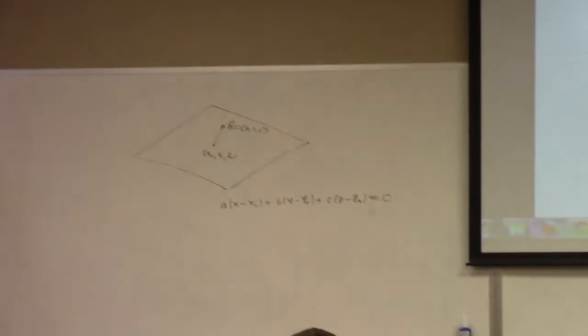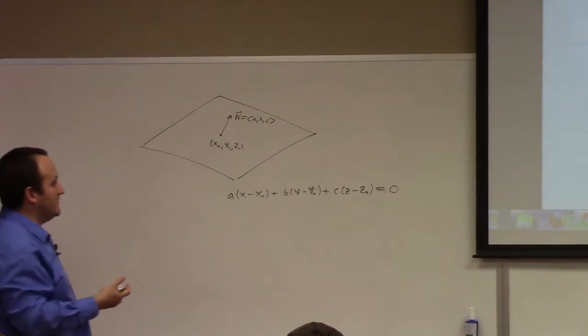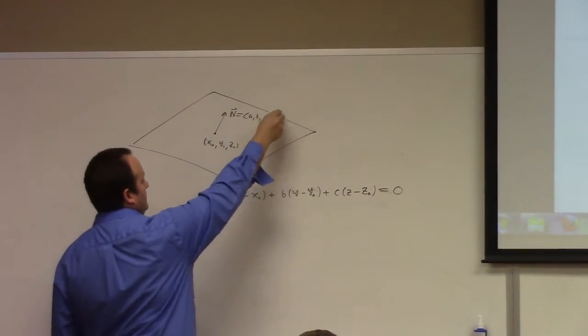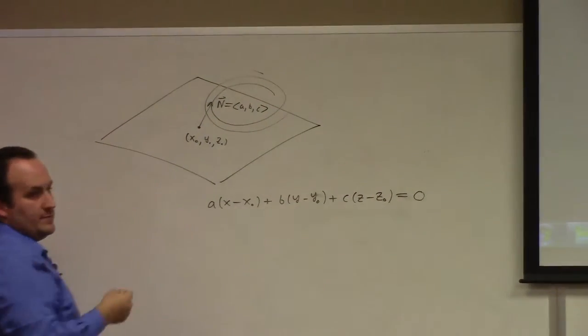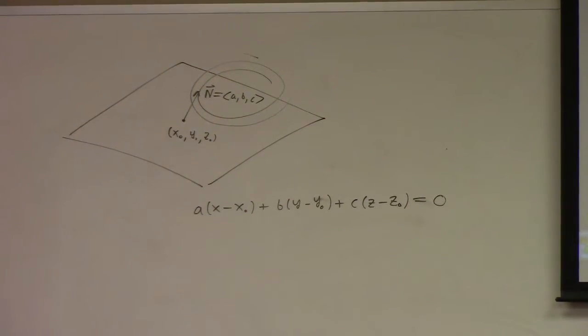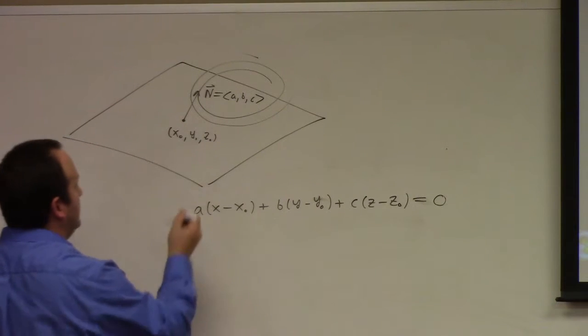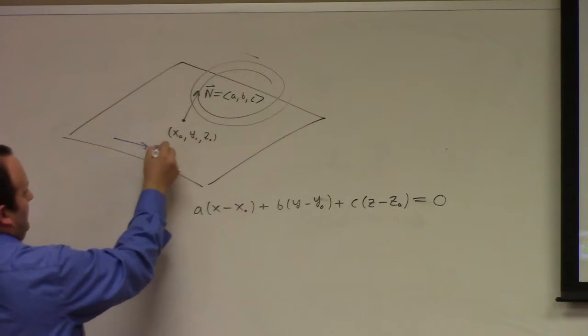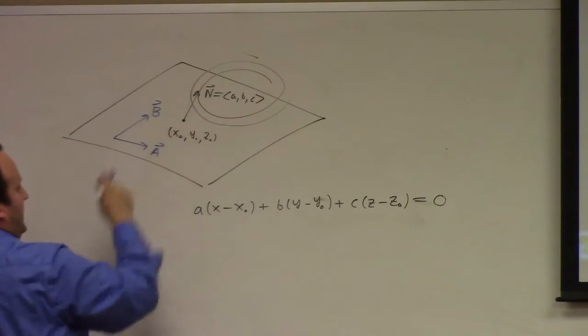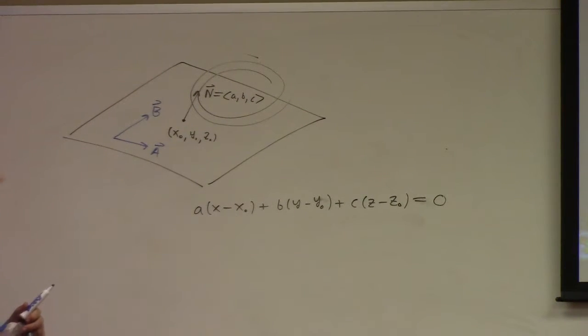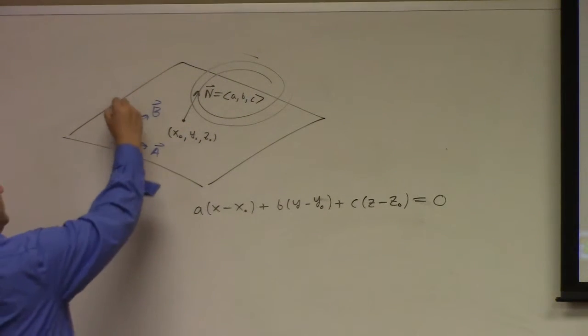So in order to find the Cartesian equation for a plane, I need the what? I need the normal. So how do I get a normal? Well, if I have two vectors in the plane, a vector A and a vector B, and they're tangent to the plane, then A cross B gives me a vector which is in the normal direction.